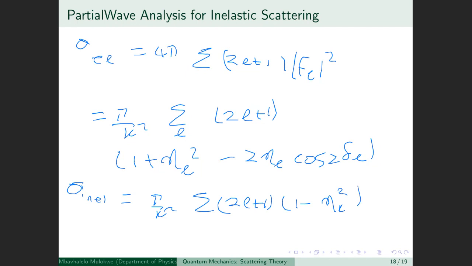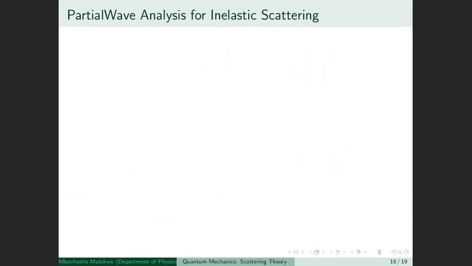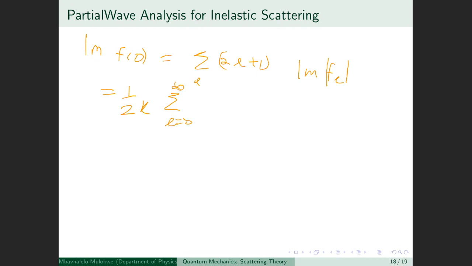And then you can try to prove the optical theorem in the inelastic case. That will involve looking at f of 0. You can check that the imaginary part of f of 0 in the inelastic case, given by 2L plus 1, imaginary part of the partial scattering amplitude, simplifies to 2k sum L from 0 to infinity 2L plus 1 minus eta k cos 2 delta L.